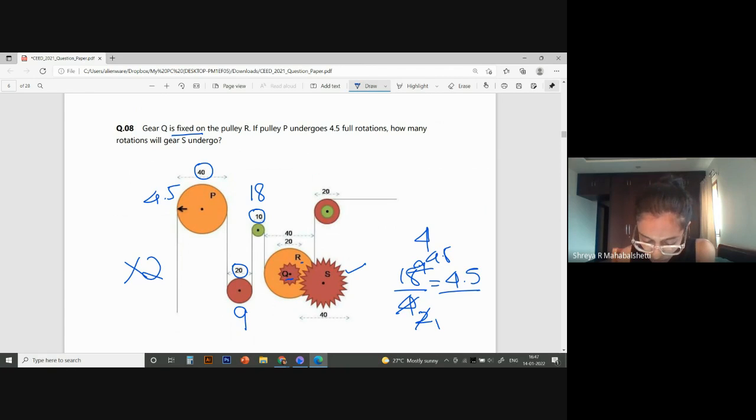Okay. So this is rotating at 4.5, and so will Q rotate at 4.5 because they have said it is fixed. Once that is fixed, this one, since it's the bigger one, is not 4 times bigger, sorry, its diameter is 20, so it is twice as big as this. The smaller gear rotates at 4.5, so the bigger one will rotate at a lesser speed. Hence, it will be divided by 2. That is 2.25. Okay.